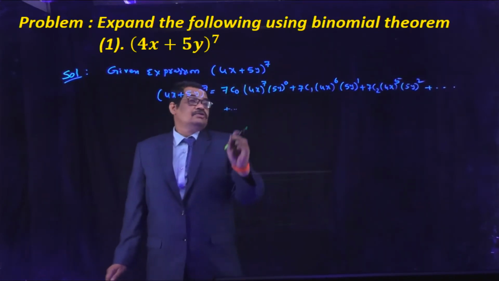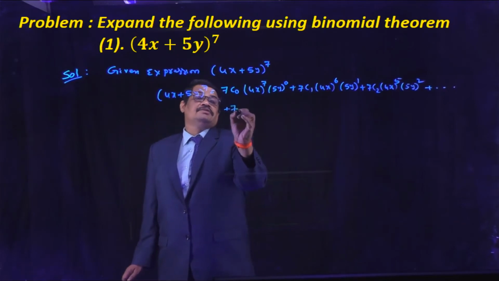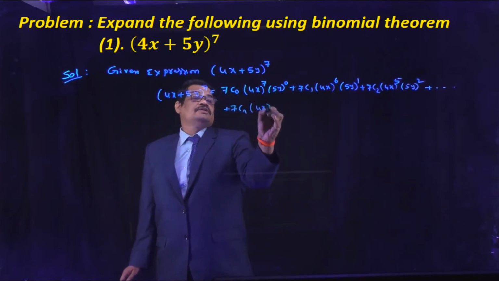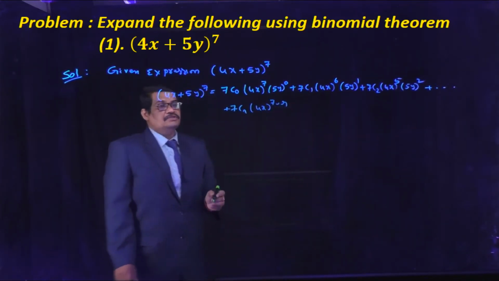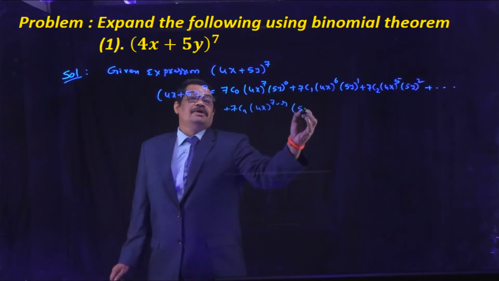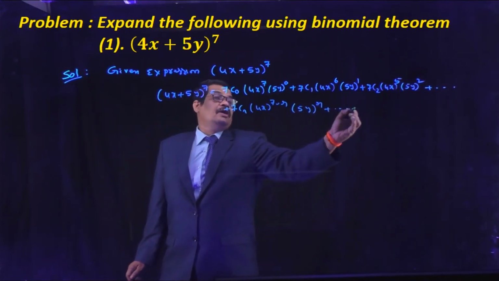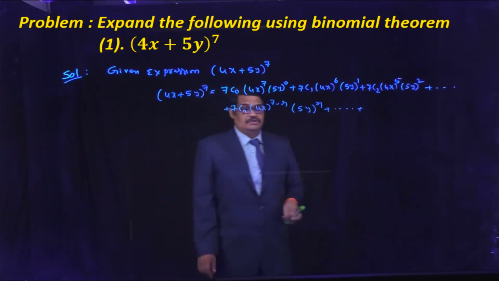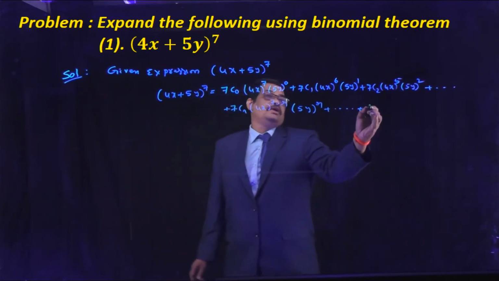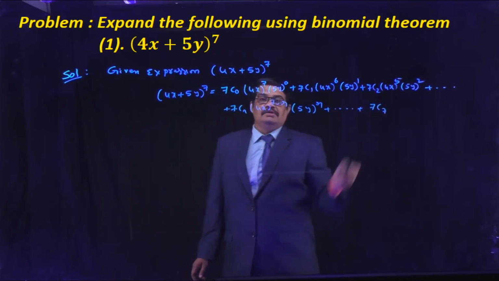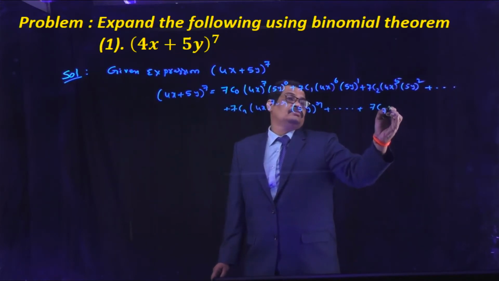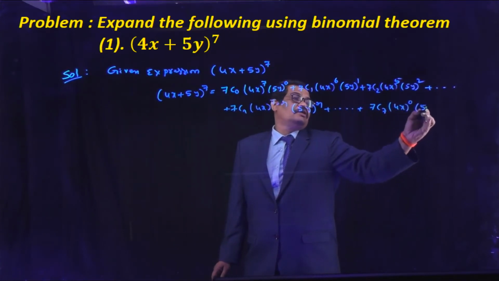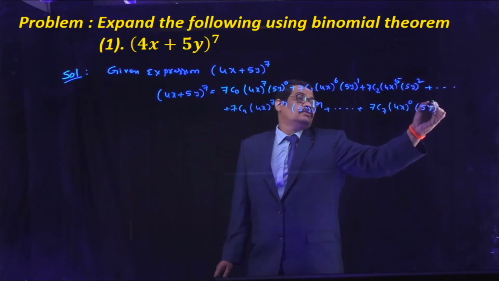So next we write 7 Cr, 4x whole power 7 minus r, into the second term, 5y whole power r, and so on. This is the r plus 1 term. The last term is 7 C7 into the first term, 4x whole power 0, and the second term, 5y whole power 7.